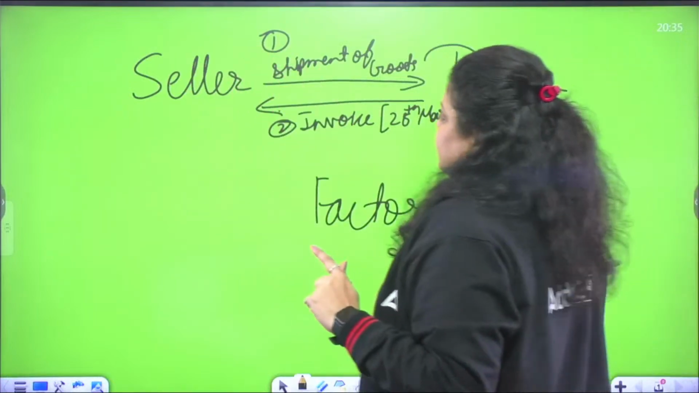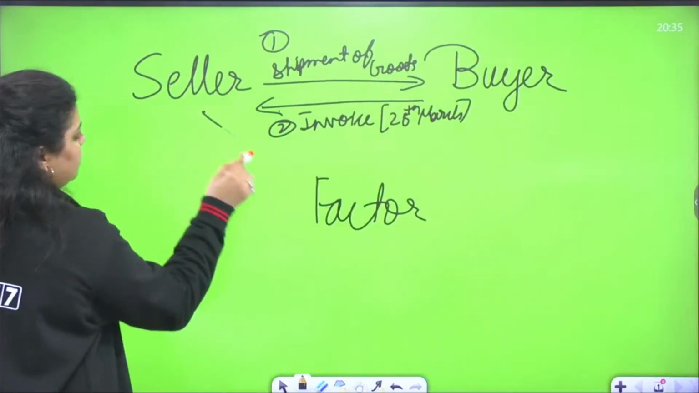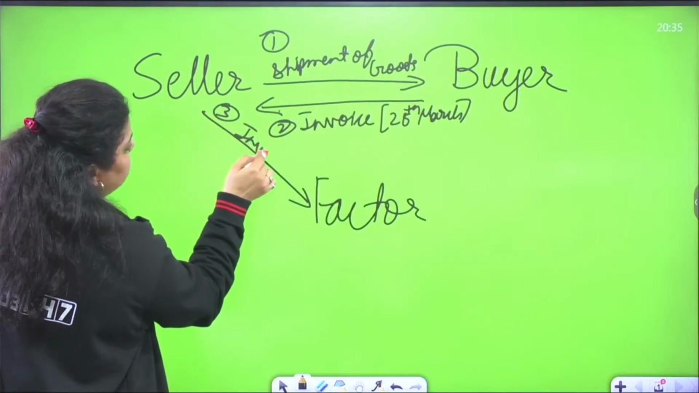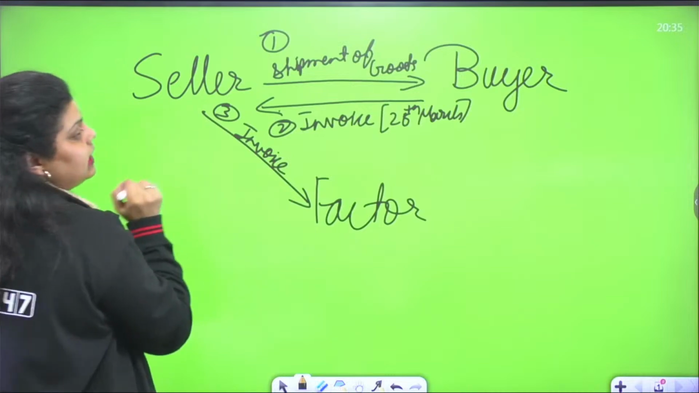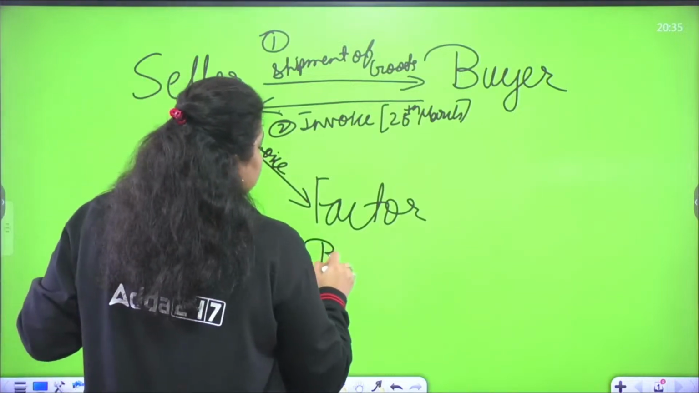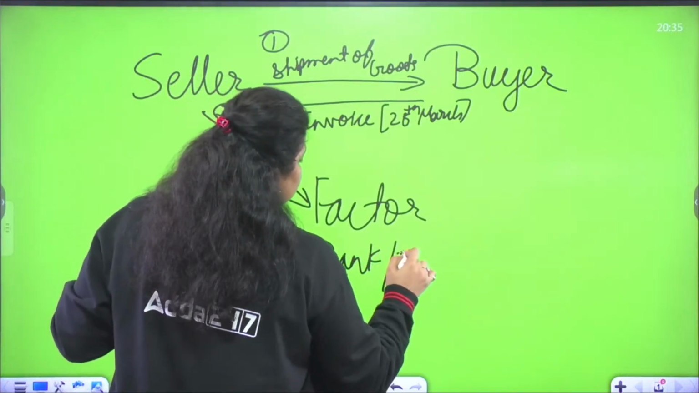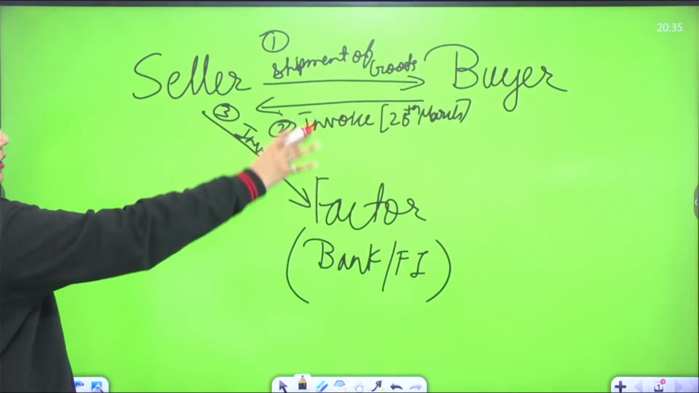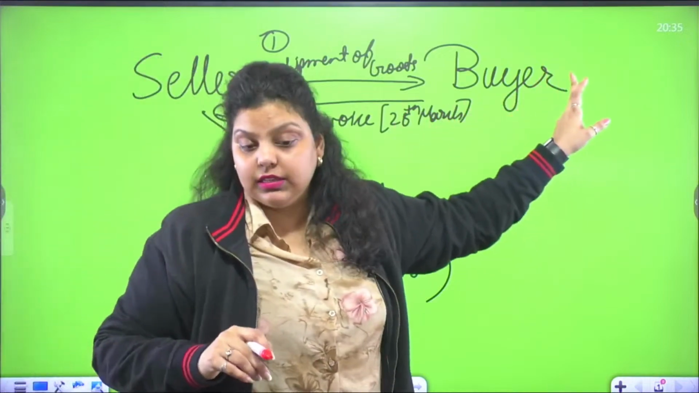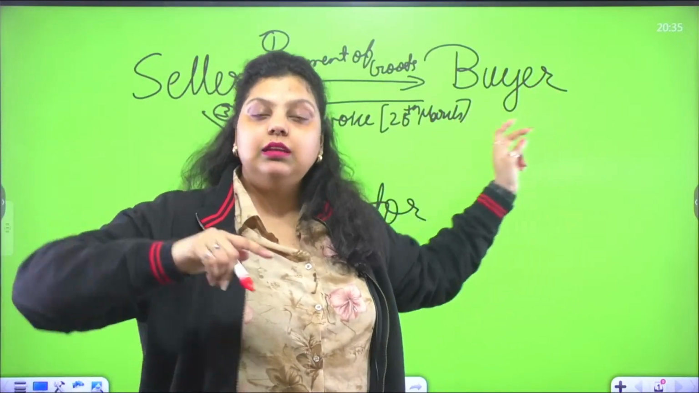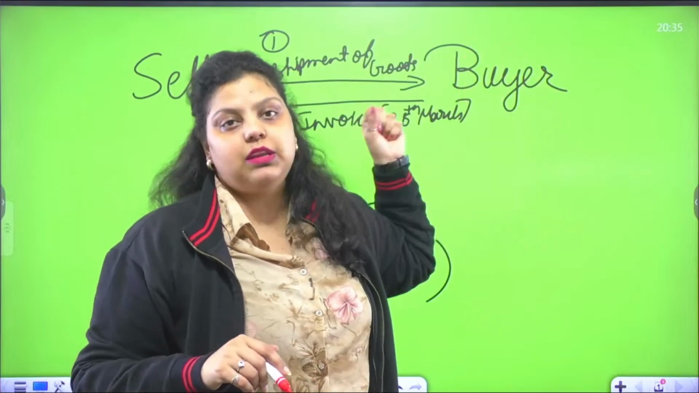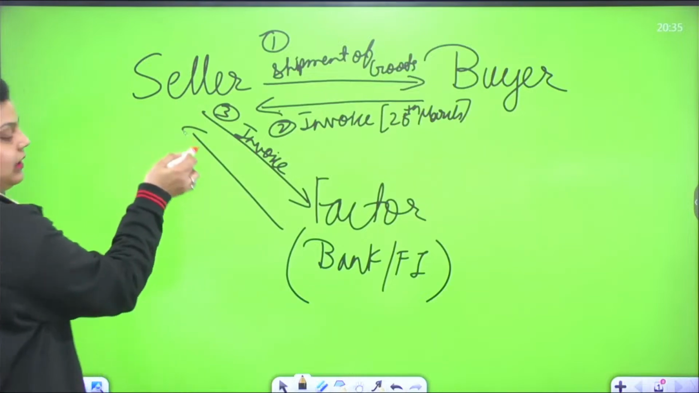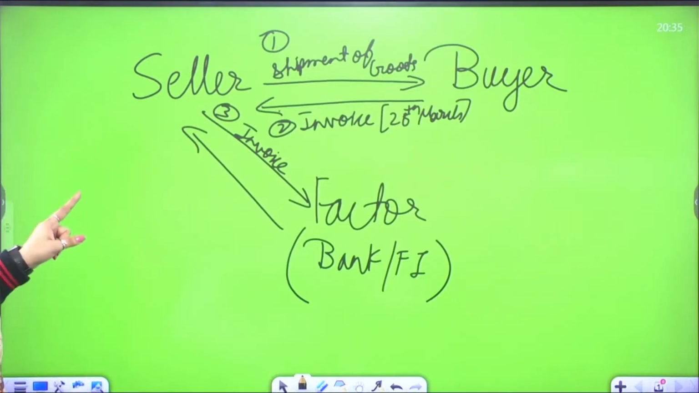In that situation, the seller in the third step will go to the factor, give that invoice to the factor and ask for immediate cash. Here the factor can be any bank or any financial institution. After checking the invoice, the factor will also check the creditworthiness of the buyer, because in the end the factor is going to recover the money from the buyer. After checking the creditworthiness, the next step is that the buyer will return the money.